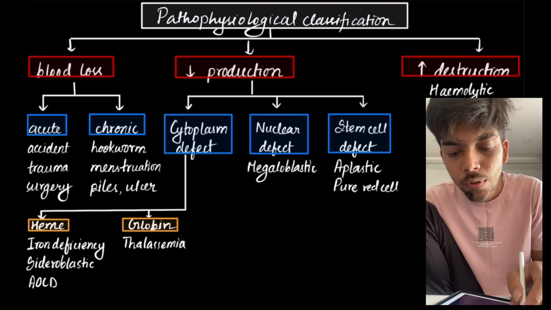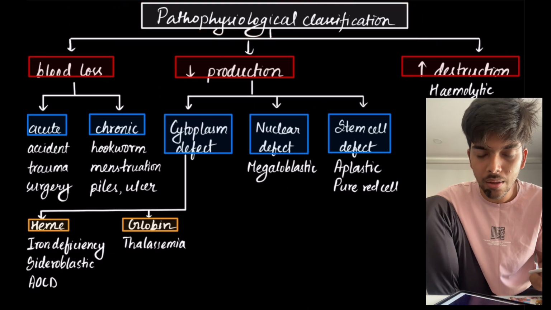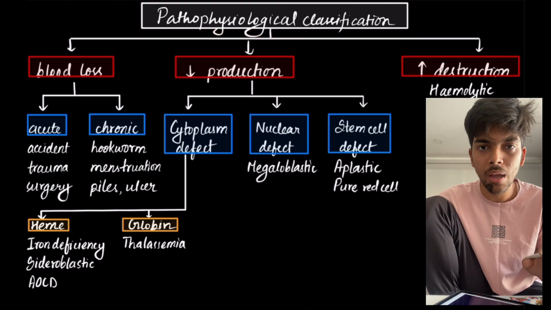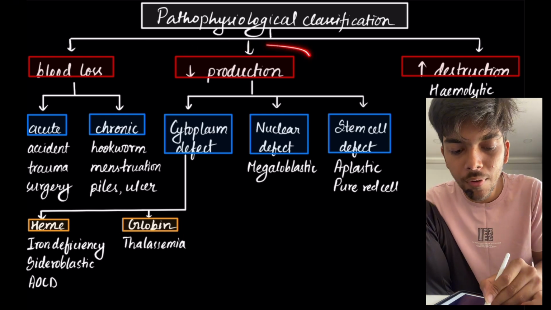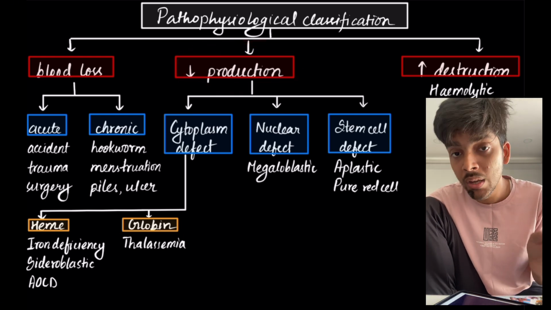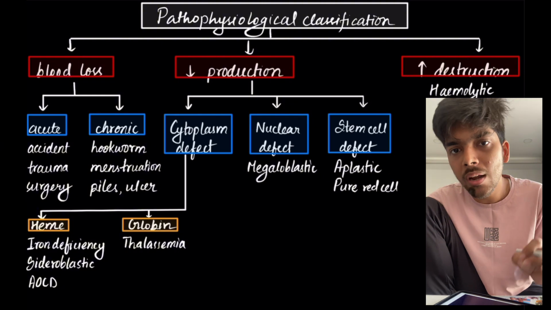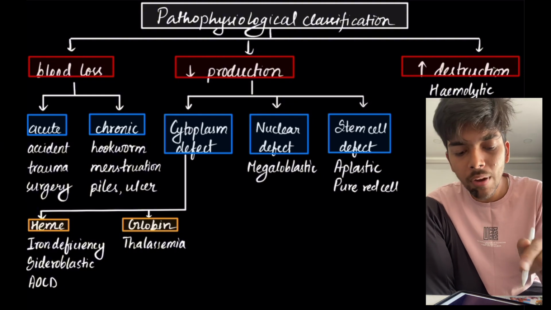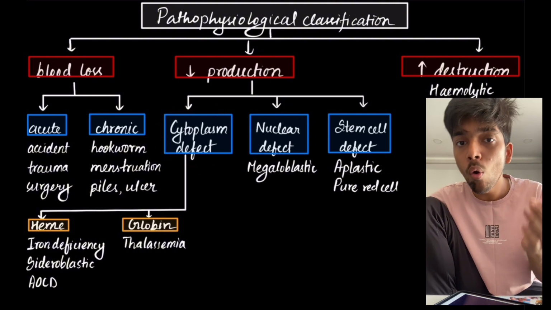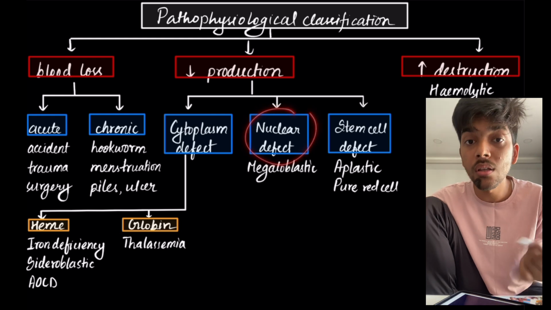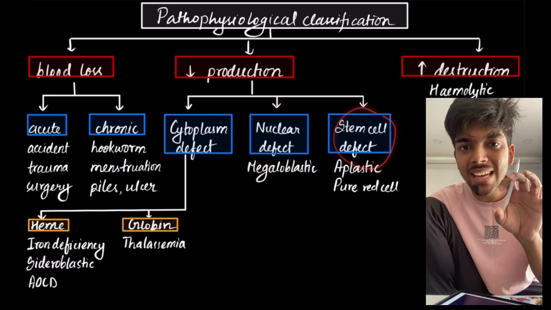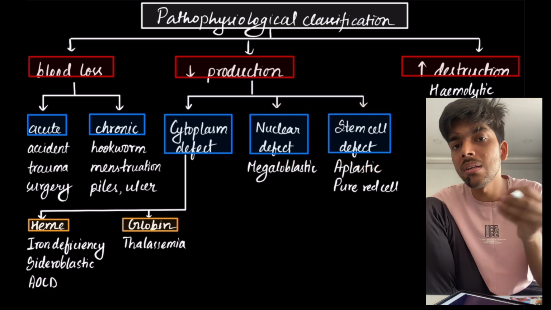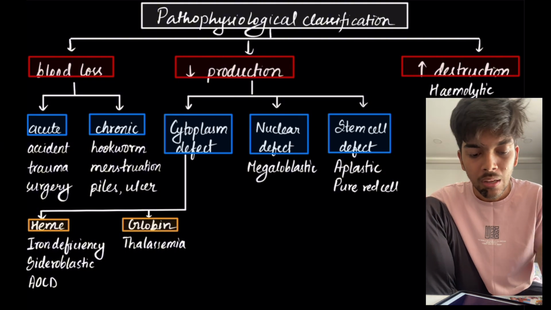See, under pathophysiological classification of anemia, we had various causes of anemia, and one of the causes was due to defective production of red blood cell. Now, there can be defective production of red blood cell either due to defect in cytoplasm production, or due to defect in nucleus, or due to defect in stem cell that leads to the formation of erythrocyte itself.